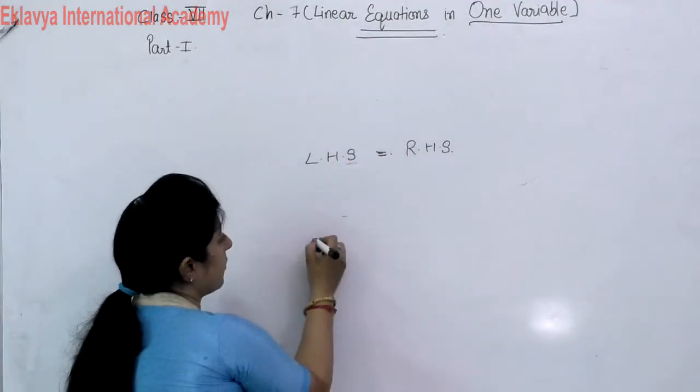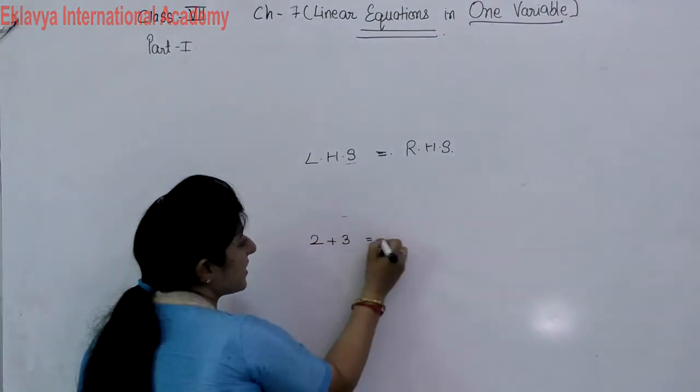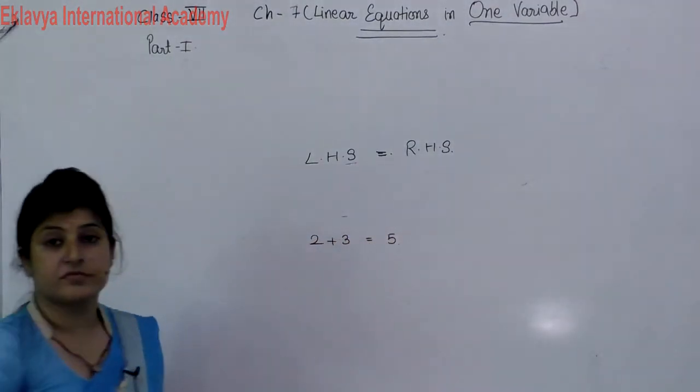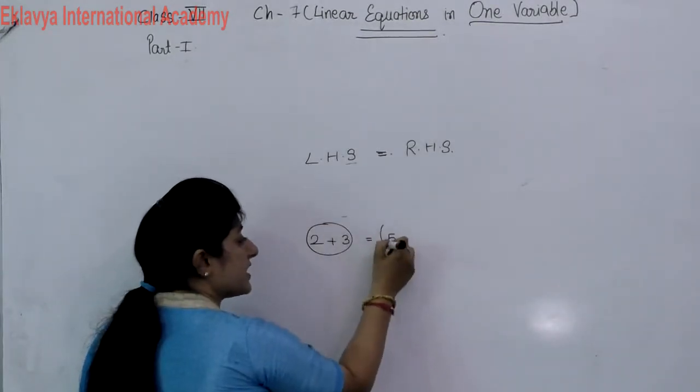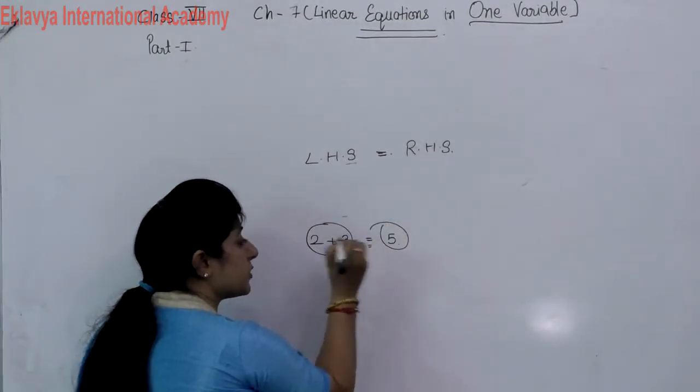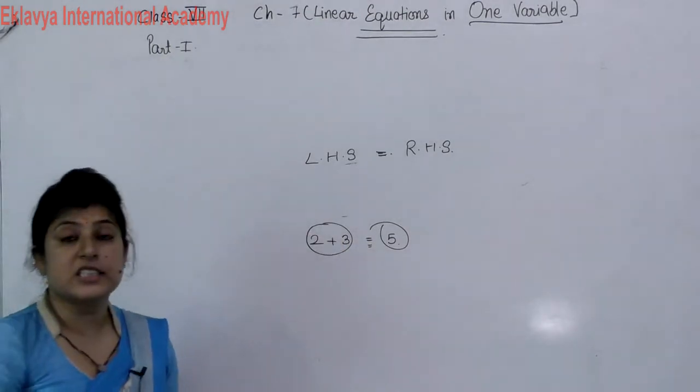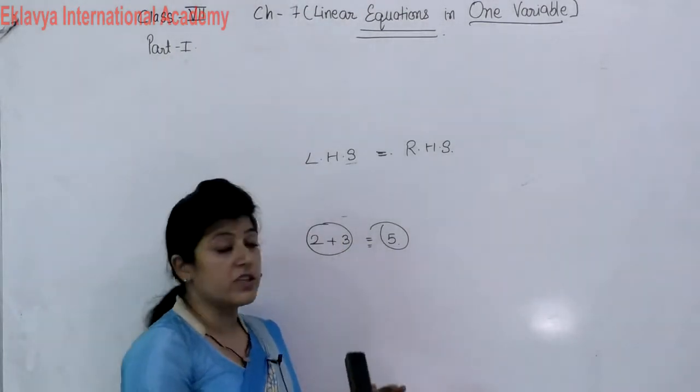Suppose I write 2 plus 3 is equal to 5. So we know that 2 plus 3 is 5 and this side is also 5. It shows the equality. This is called an equation.